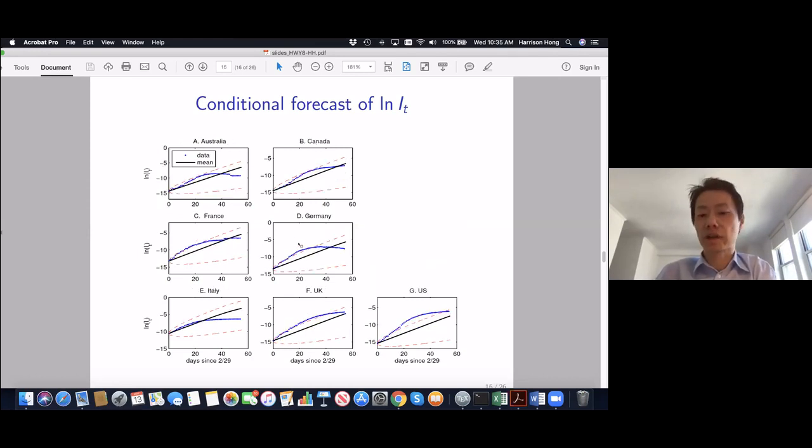If you turn to the Western countries, you see a very similar picture. The model fits pretty well. Actually, for the US, the model does not fit as well. Some of this we think has to do with the underreporting of cases.